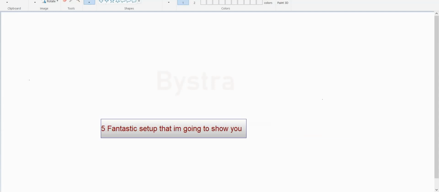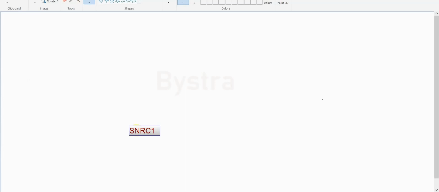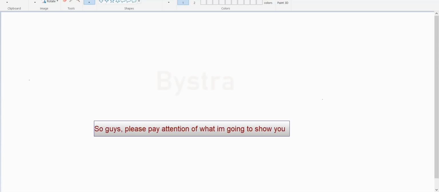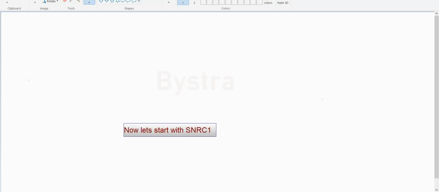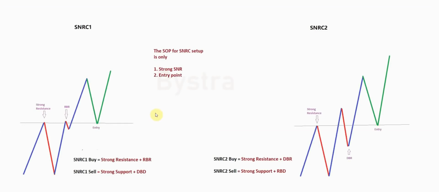All right, so these are the five fantastic setups that I'm going to show you: SNRC1, SNRC2, QM reversal, QM continuation, and QM manipulation. Okay, so guys, please pay attention to what I'm going to show you. Now let's start with SNRC1. This is an example of the SNRC1 setup from SNR and entry point. So now let's take a look.